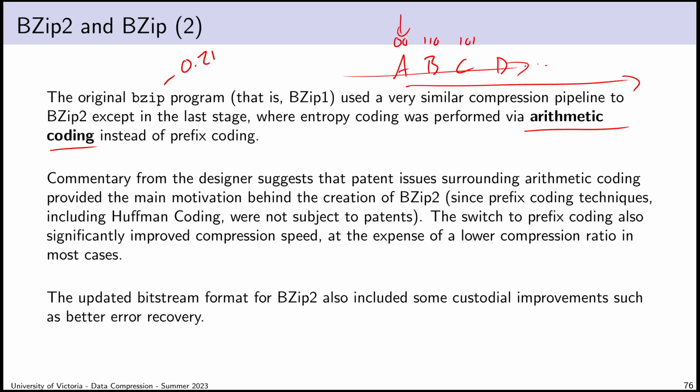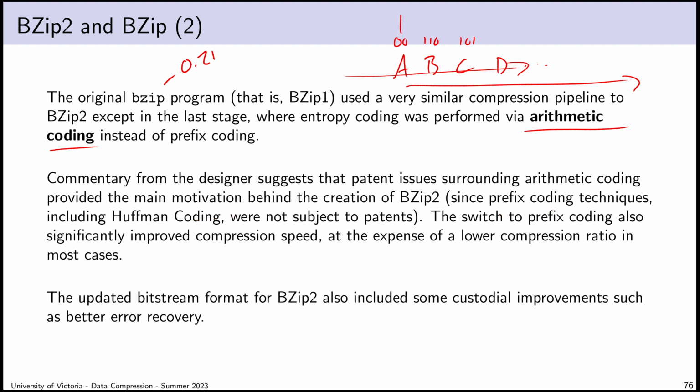And especially back then, it wasn't really clear how much of a patented algorithm you could implement, even in open source software, without being sued. And so commentary from the designer has suggested that the reason that BZip was redesigned, it was rebuilt in a new version to use prefix coding, was because arithmetic coding was patented and the designer didn't want to be sued, basically. Prefix coding techniques, including the Huffman coding algorithm, are not patented, so there wasn't a problem there.